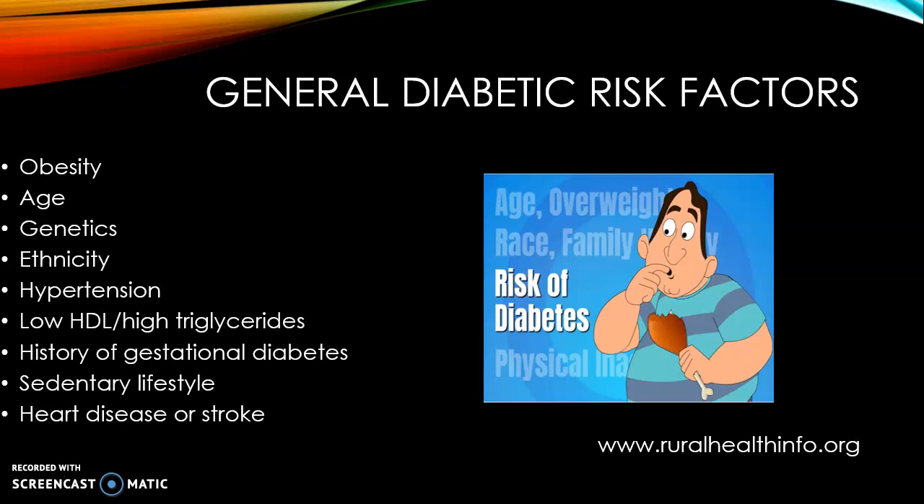General risk factors for diabetes include hyperlipidemia, hypertension, being overweight, age with increased prevalence in adults 45 to 64 years of age, ethnicity with highest prevalence among Native Americans, genetics, history of gestational diabetes, living non-active sedentary lifestyles, and a history of heart disease or stroke.